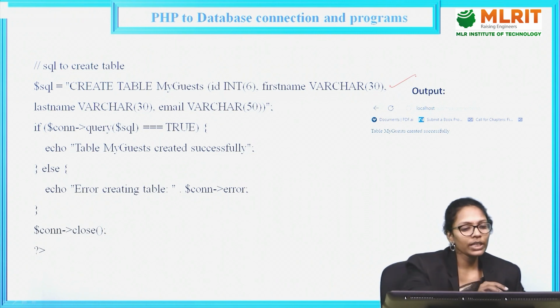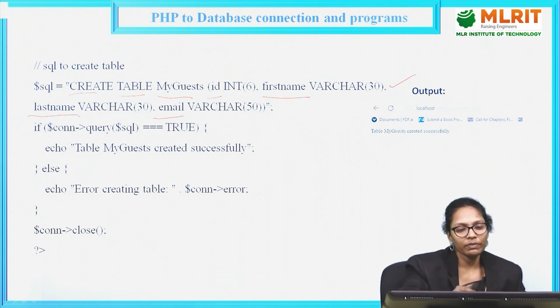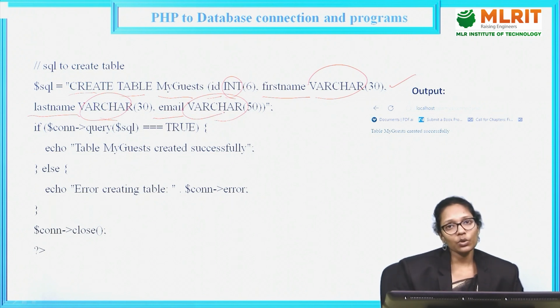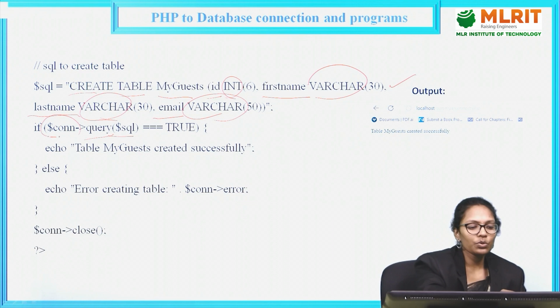How are you creating the table? Create table, table name, and it contains ID, first name, last name and email, 4 different fields. For ID, the data type is integer; first name varchar, last name varchar, email is also varchar. And how to execute this query? Again using the same function, query. So the same query, I am passing $SQL, and to execute this query I need to use a connection object.